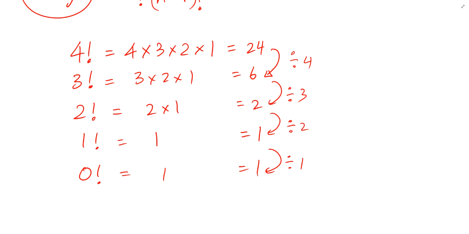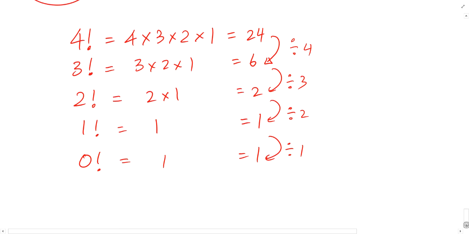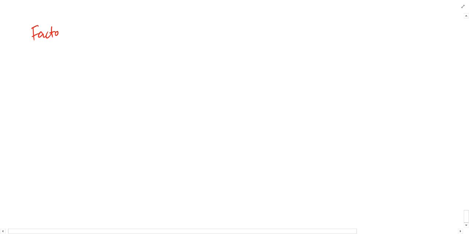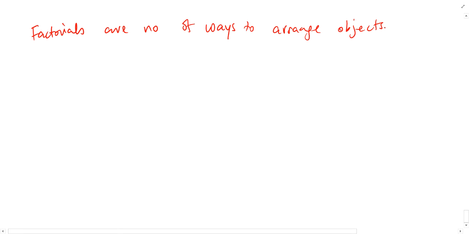Okay, next thing. Factorials are numbers. Number of ways to arrange objects. Okay, what do I mean by this? Let's say I have 2 objects, A and B. I want you to arrange them. How many ways of arranging A and B are there? So I have 2 ways, right? There are A, B as well as B, A.